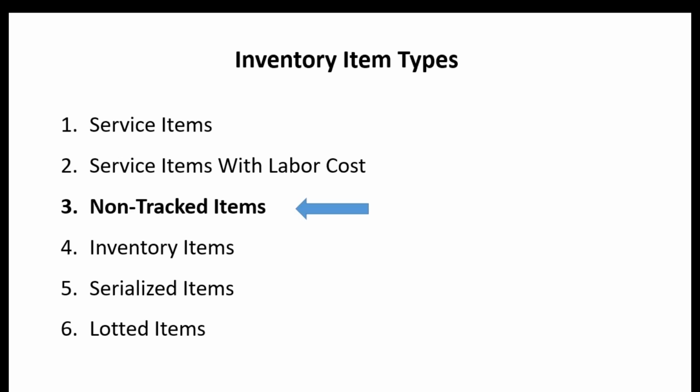This video is going to concentrate on non-tracked items. Non-tracked items are items that you sell or want to include on your invoice that are not service, and they also are not items that you are keeping an inventory of. So likely, if it was something that was purchased, it's something that was expensed at the time of the purchase.